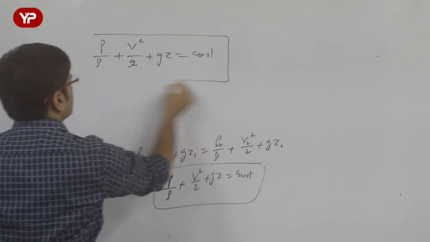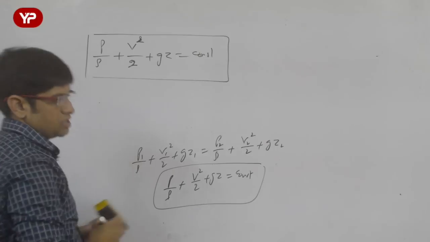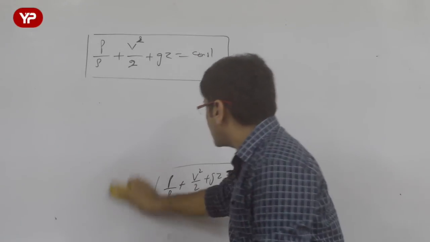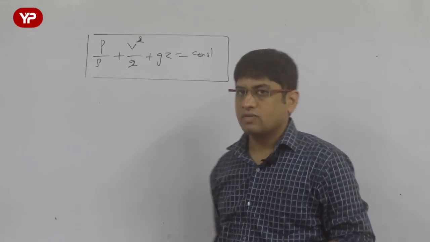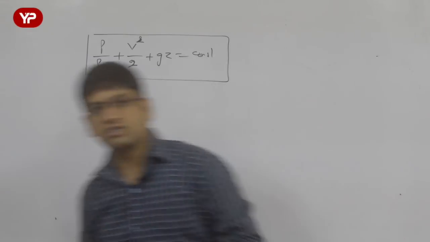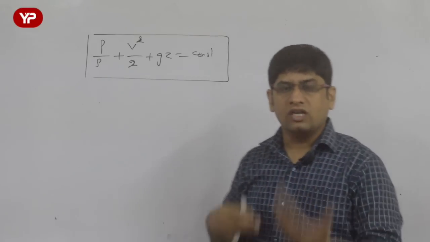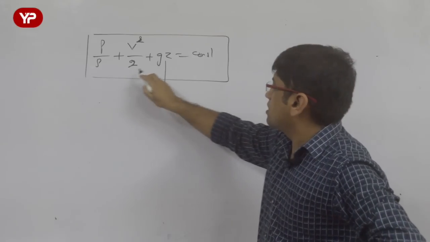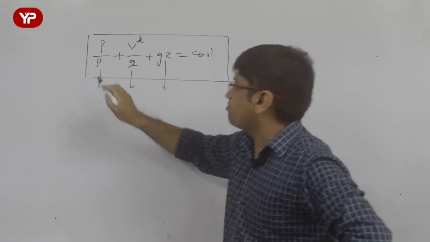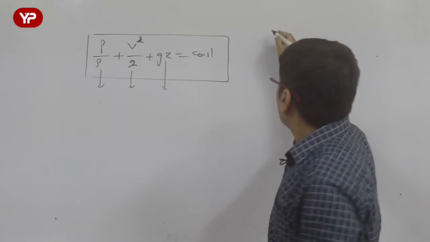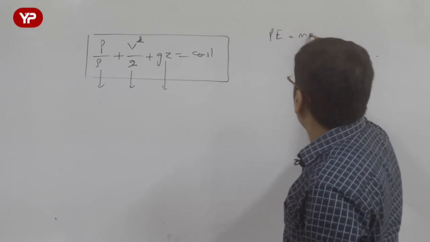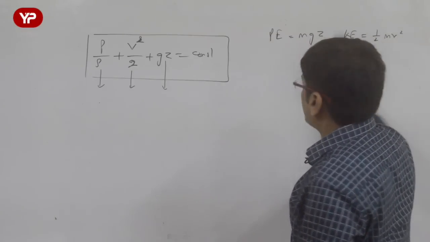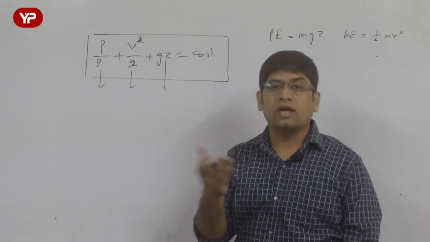I will say that this is the Bernoulli equation, but we know that the Bernoulli equation is the energy conservation equation. So what kind of energies do we see here, and are these energies in the actual form or are they divided by something? Let's see here. We say that this one is the potential energy, this one is the kinetic energy, this one is the pressure energy. But you know one thing, potential energy is written as mgz, kinetic energy is written as half of mv square. But if you see these terms, they do not look like energies.